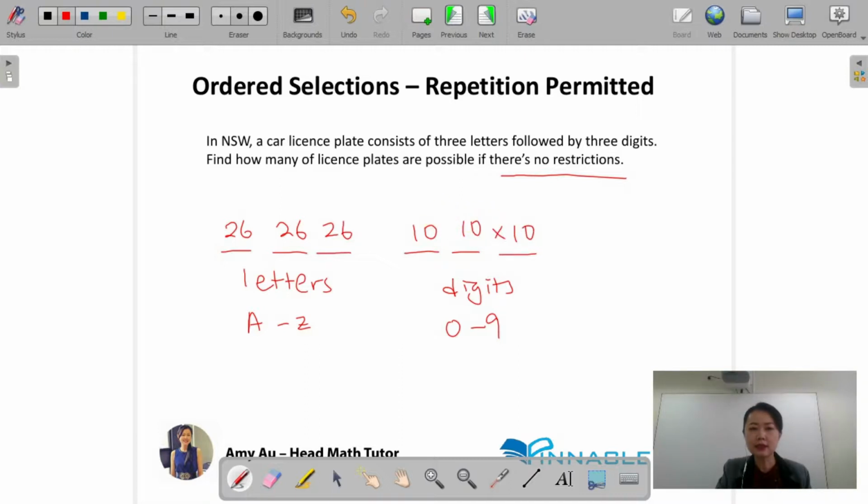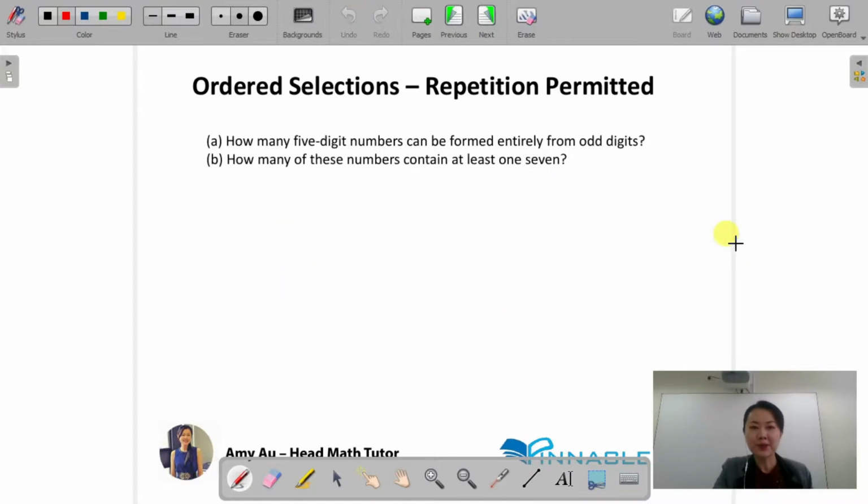All right, so once you figure that out, you just times all of that together. And that should give you a pretty massive number, 17,576,000. So 17.5 million different ways. All right, so that's another good example. Let's take a look at one more.